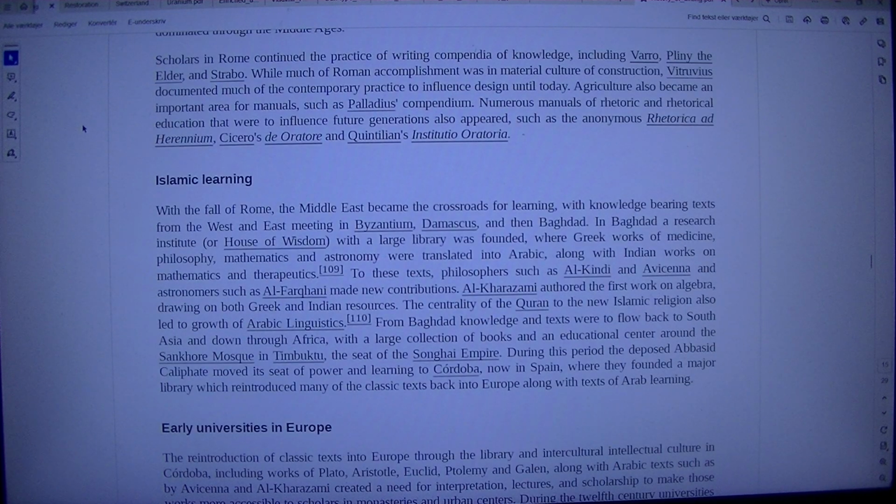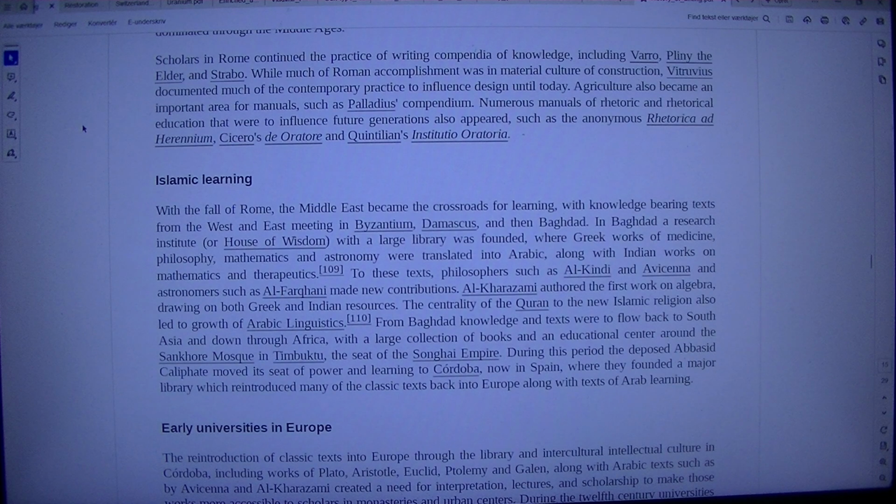Scholars in Rome continued the practice of writing compendia of knowledge, including Varro, Pliny the Elder, and Strabo. While much of Roman accomplishment was in the material culture of construction, Vitruvius documented much of the contemporary practice to influence design until today. Agriculture also became an important area for manuals, such as Palladius' Compendium. Numerous manuals of rhetoric and rhetorical education that were to influence future generations also appeared, such as the anonymous Rhetorica ad Herennium, Cicero's De Oratore and Quintilian's Institutio Oratoria.